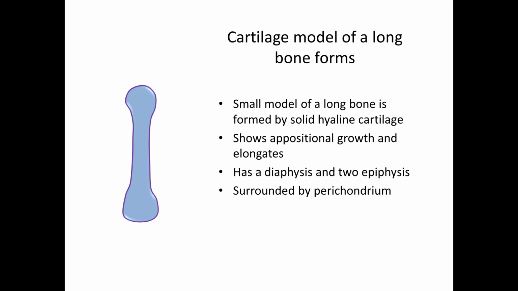Let us now take one of the long bones and learn how this occurs. A cartilage model of a long bone forms. A small model of the long bone is formed by solid hyaline cartilage. This shows appositional growth and elongates. This cartilage model has a diaphysis in the center, that is the shaft, and epiphyses at the edges, which are the enlarged ends on either side. The whole thing is surrounded by perichondrium initially.